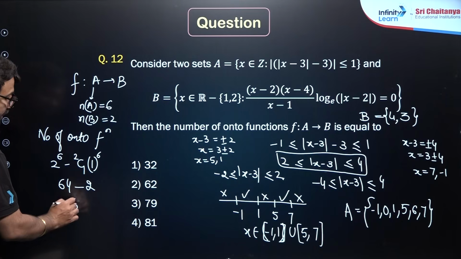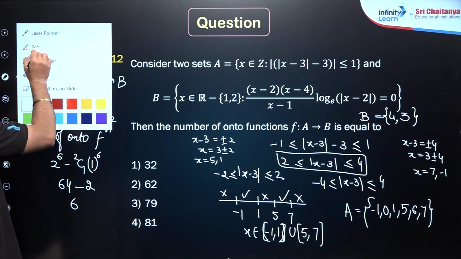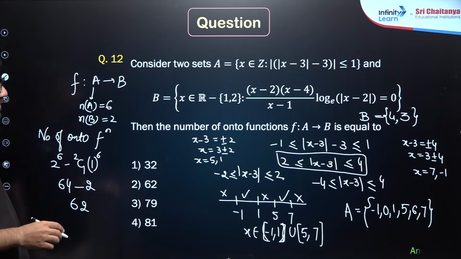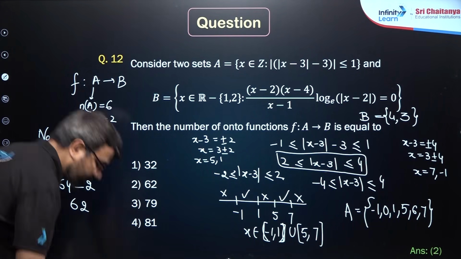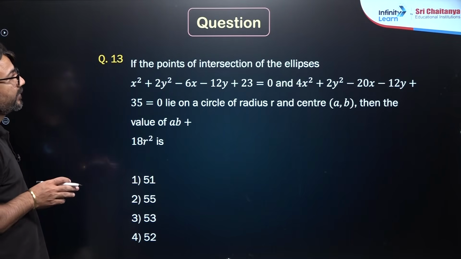64 minus 2, it will become 62. 62 is the answer to this question, which is given to us in the second option. That's why the second option, my dear students, will be the final answer. I hope you are able to understand.